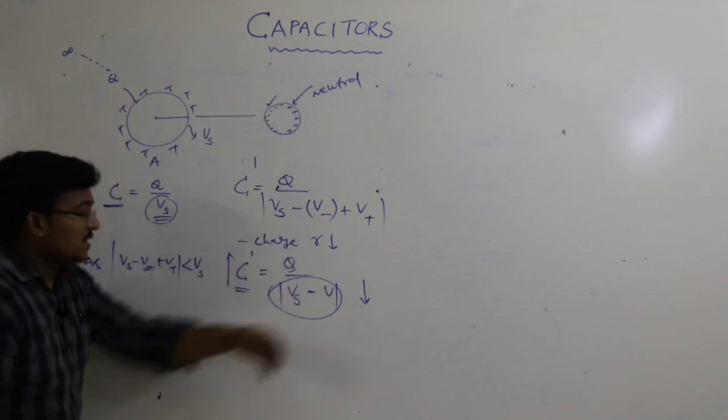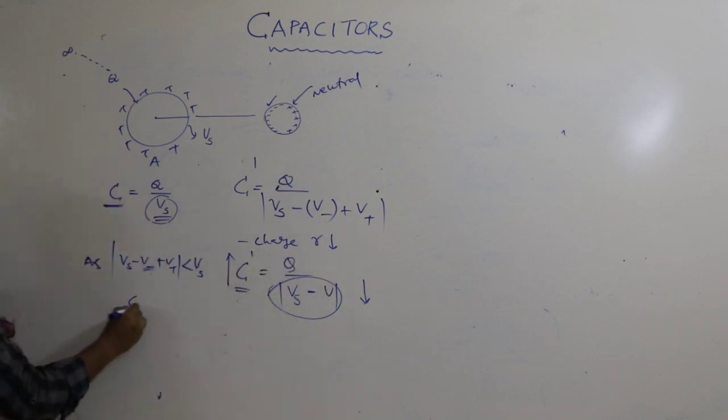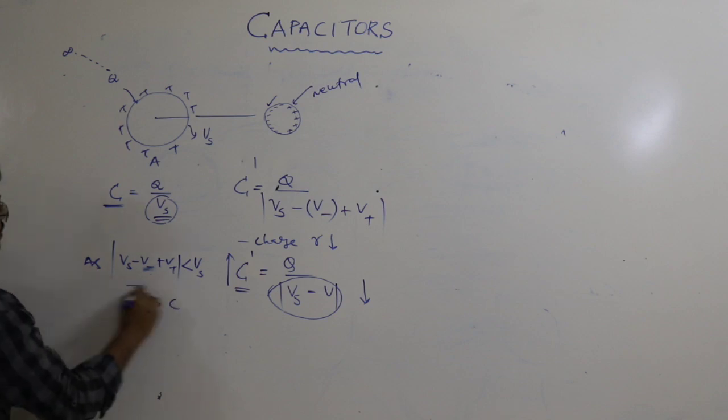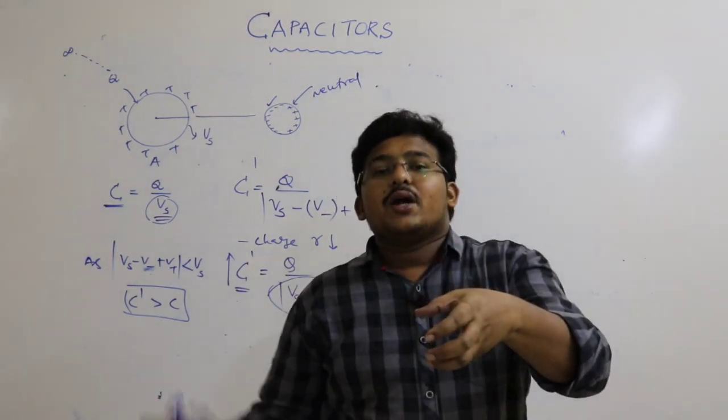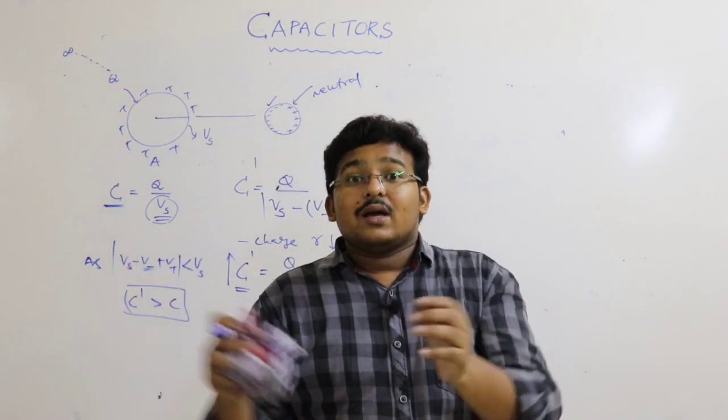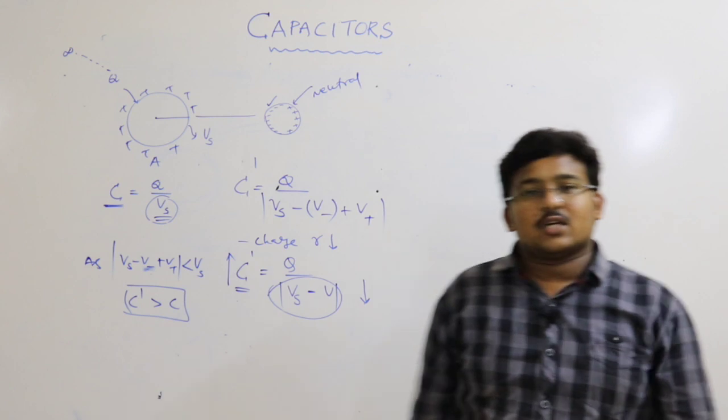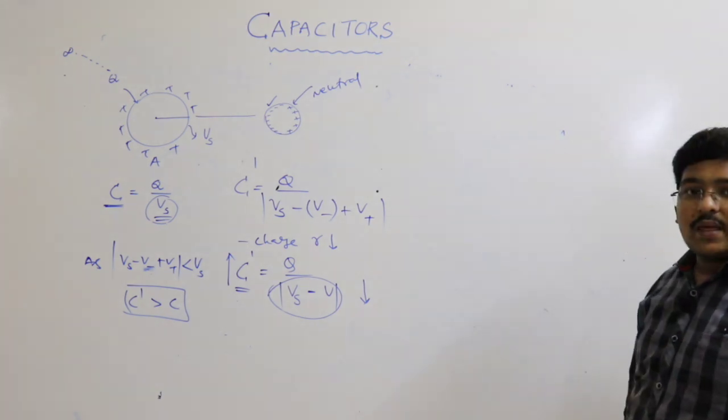is decreasing, so the numerator can be increased. So you can say that C dash is more than C. So by bringing a neutral conductor near the original one, the capacitance is increasing. The capacitance can be increasing, right?